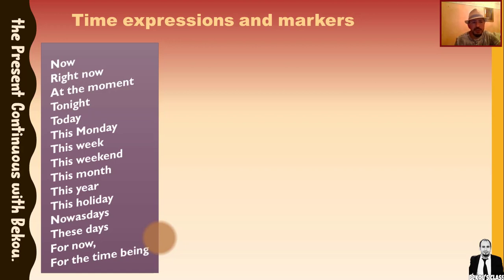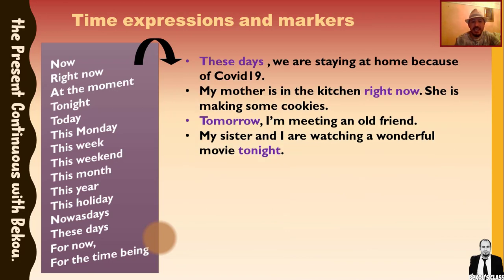Okay, I'm going to use some of these in sentences so that you can know how to use these expressions. So, for example, these days we are staying at home because of COVID-19. As you know, all the people are in quarantine. Okay, we are staying home, so that we can protect ourselves from the COVID-19 coronavirus. So we use these days we are staying.